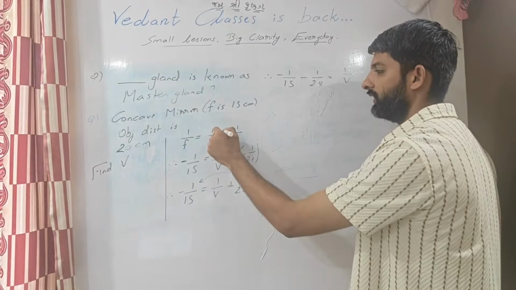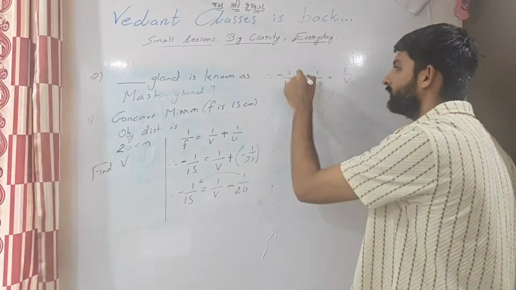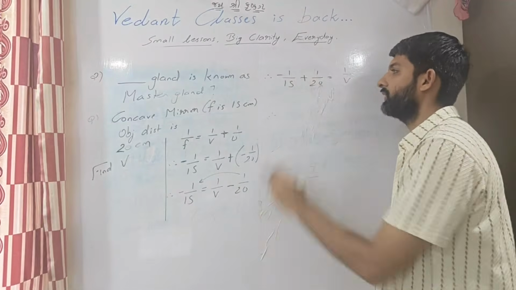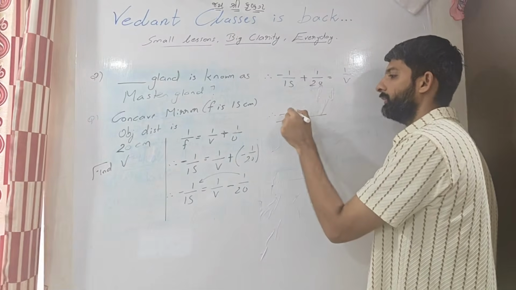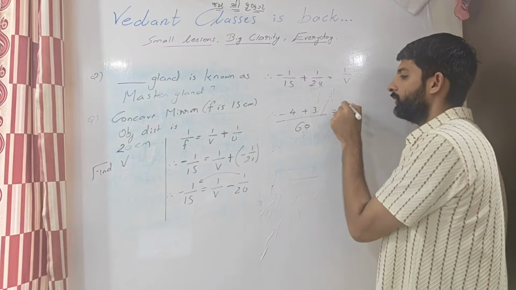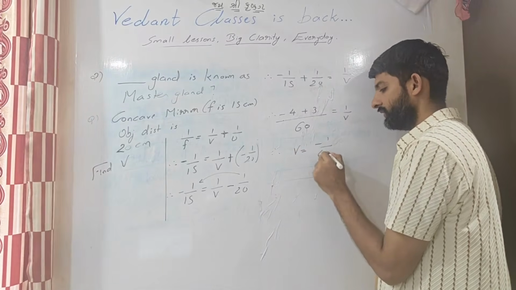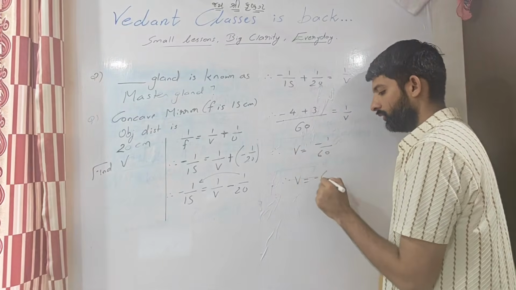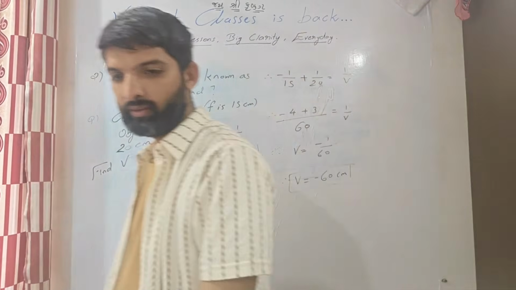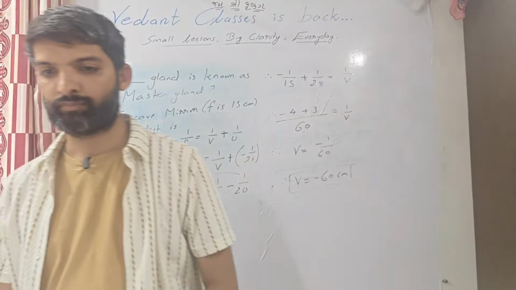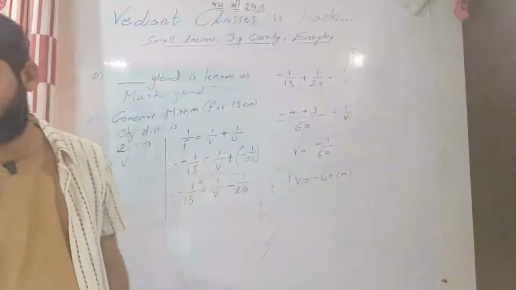Sorry, in the mirror formula here it will be plus, this will be plus, this will be minus. This was the error. LCM will be 60. Here it will be minus 4 and plus 3 equal to 1 by v. So v is negative 1 by 60. So minus 60 will be the answer. Negative 60. Yes, I have corrected it.